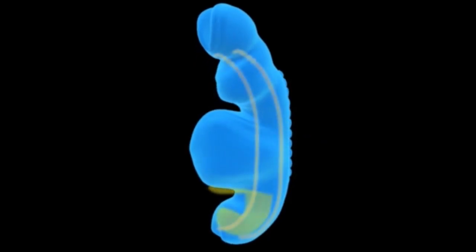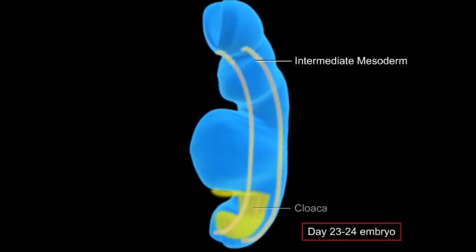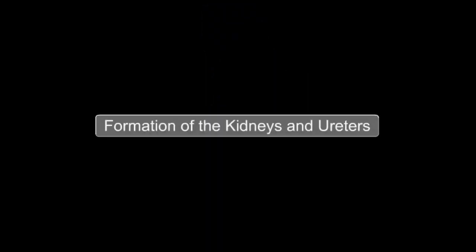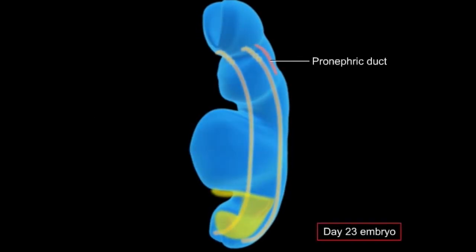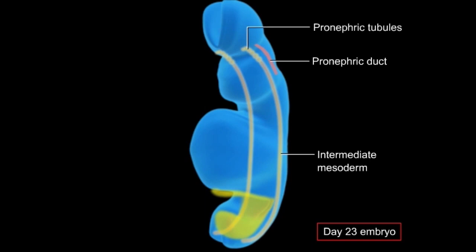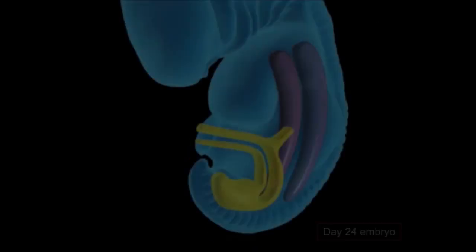A pronephric duct also forms adjacent to the pronephric tubules. While these early tubules disintegrate, the duct remains and contributes to the formation of the next stage of development. Let us take a closer look at the intermediate stage of urinary system development.